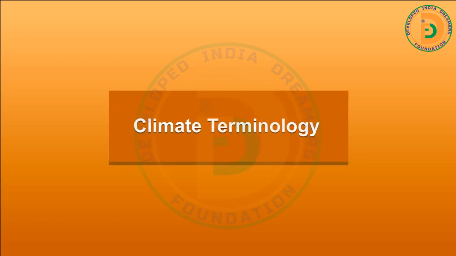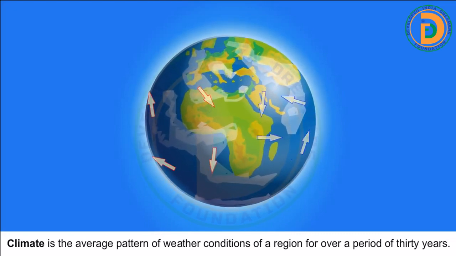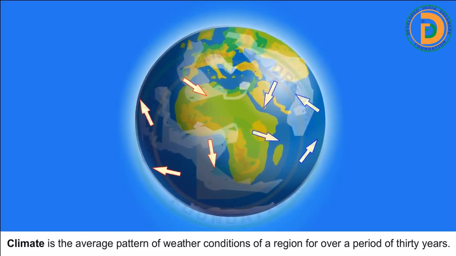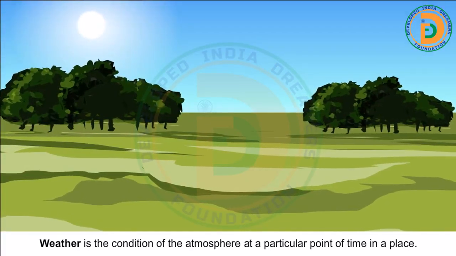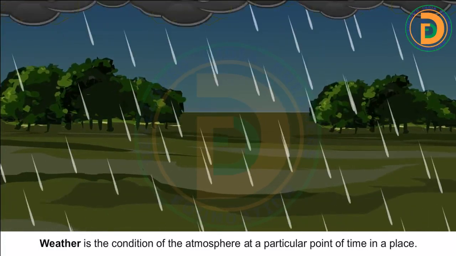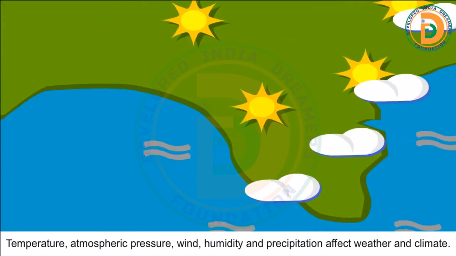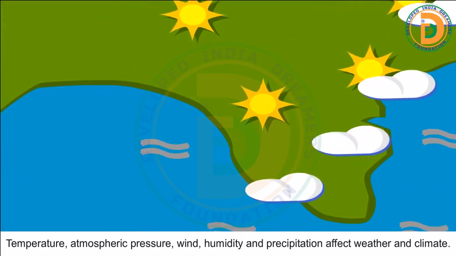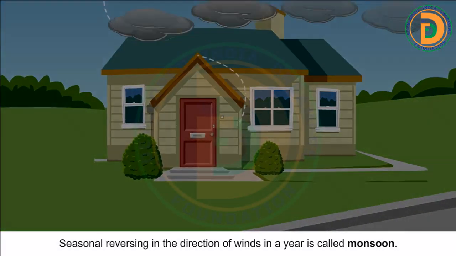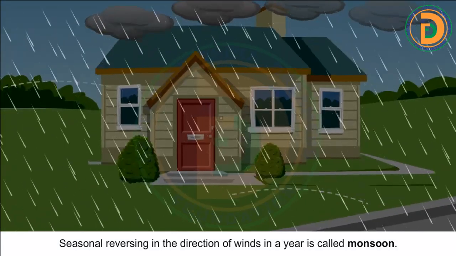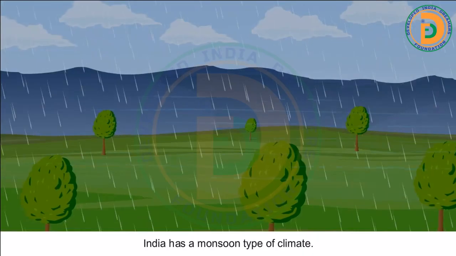Climate terminology. Climate is the average pattern of weather conditions of a region over a period of 30 years. Weather is the condition of the atmosphere at a particular point of time in a place. Temperature, atmospheric pressure, wind, humidity, and precipitation affect weather and climate. Seasonal reversing in the direction of winds in a year is called monsoon. India has a monsoon type of climate.